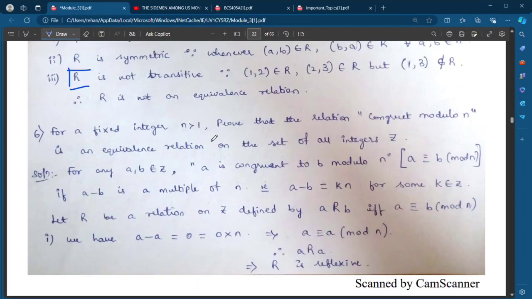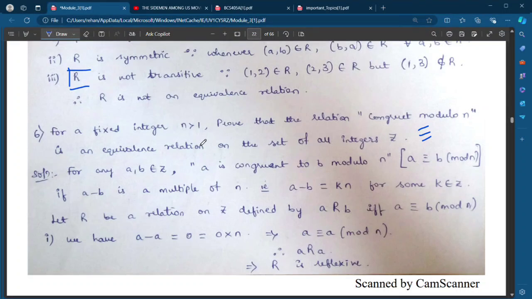For a fixed integer n greater than 1, prove that the relation congruent modulo n is an equivalence relation on the set of all integers Z. For any a comma b belongs to Z, a is congruent to b modulo n. Okay, congruent, spelling mistake. A triple line denotes a is congruent to b mod n if a minus b, so for a fixed integer n greater than 1, I cannot take n as 0 or 1. It will start from 2, and so on.